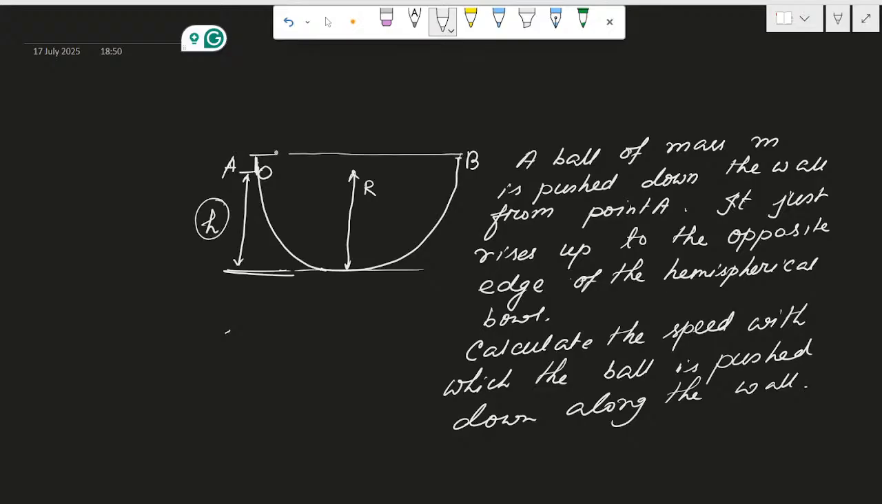This is H. The position of the ball is not exactly the top position, so that position you just consider to be H, and that is position A. But B is exactly the opposite side's top position. That's all, you just modify it. And the radius of this hemispherical ball is given as R. Now get me the answer.